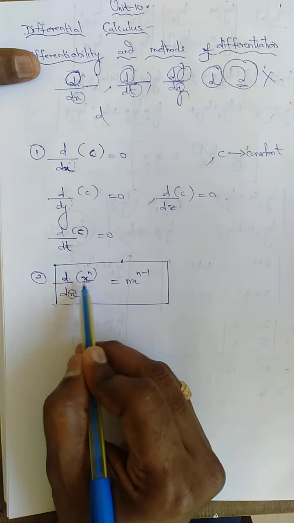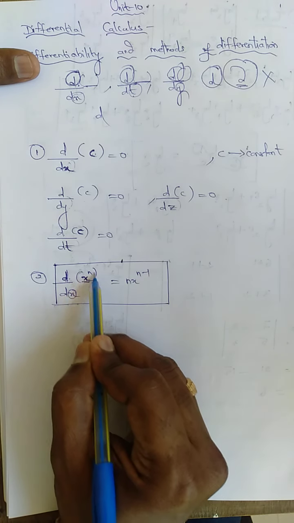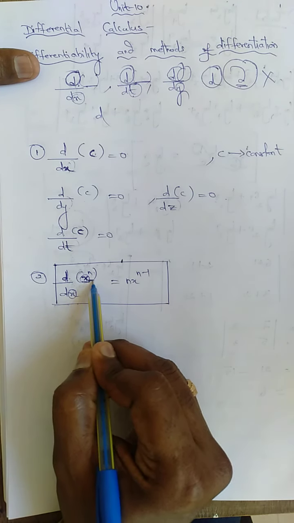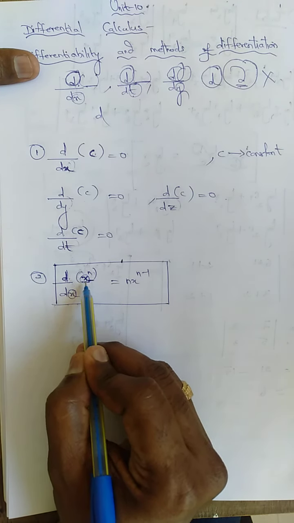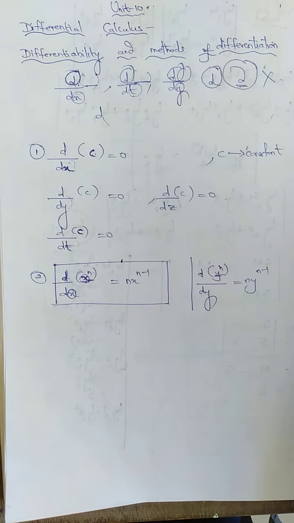What is the differentiate of x power n? This is with respect to x. Suppose it is y power n, I need to put d by dy, differentiating the term with respect to variable y. So with respect to y, it is n y power of n minus 1. This is nothing but an algebraic term. X power n is an algebraic one.